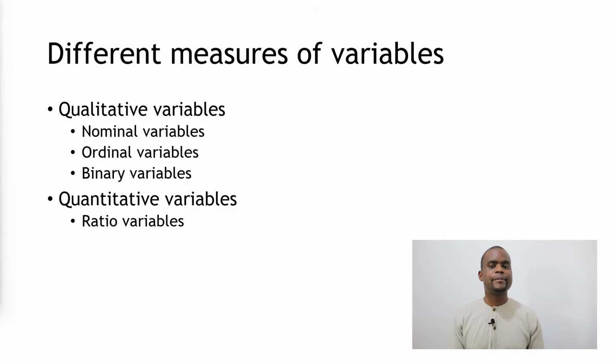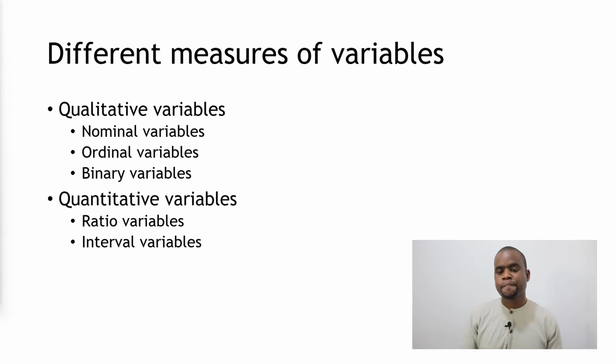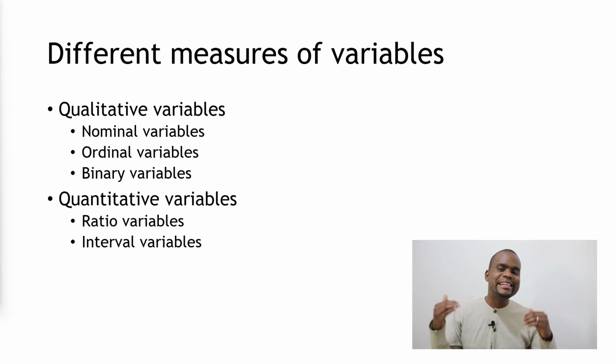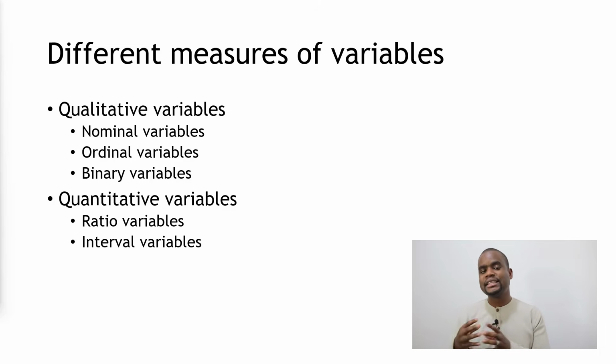You have ratio variables and you have interval variables. So let's dig deep inside of these different kinds of variables that we have talked about. But don't forget that we have qualitative variables, then we have quantitative variables. Remember, qualitative variables are also known as categorical or grouping variables, and quantitative variables are also known as continuous variables. And so within the qualitative variable types, we have nominal, ordinal, and binary variables, while within the quantitative variables, you can either have ratio variables or you can have interval variables.